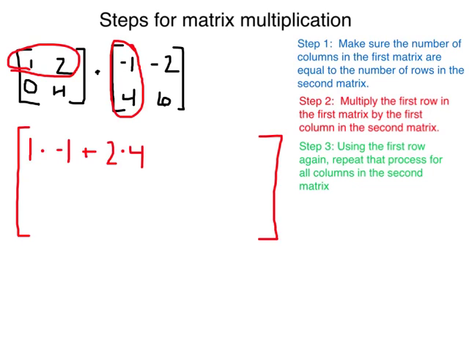So the third step would be to take this first row again and multiply the rest of the columns. So there's only one more column, but if there were 3 or 4 or 5 or however many, you would take this row right here and multiply every single column. Each time you take a row times a column, it will become a new position in the matrix. So what we have here then would be 1 times negative 2 plus 2 times 6.